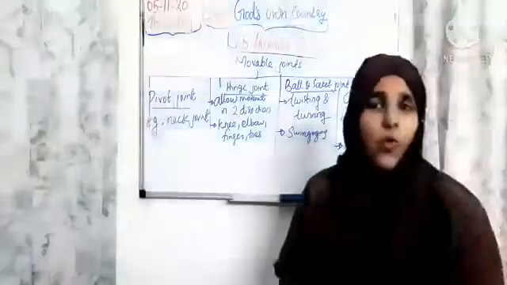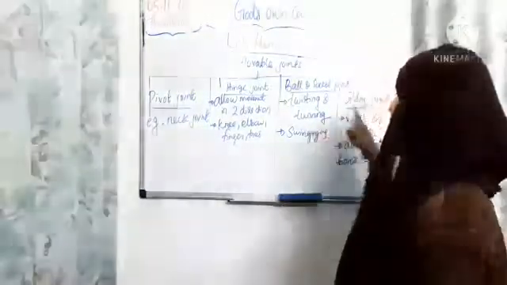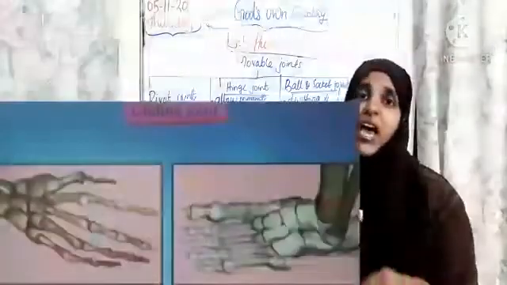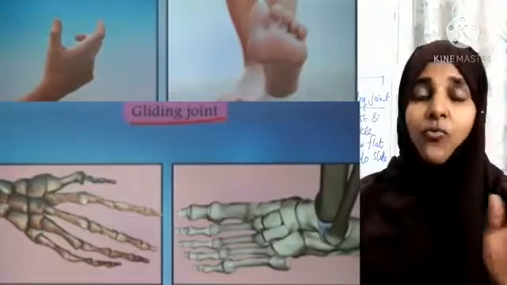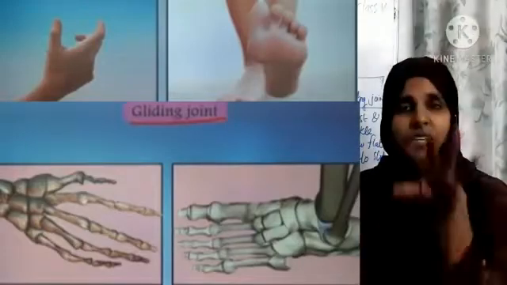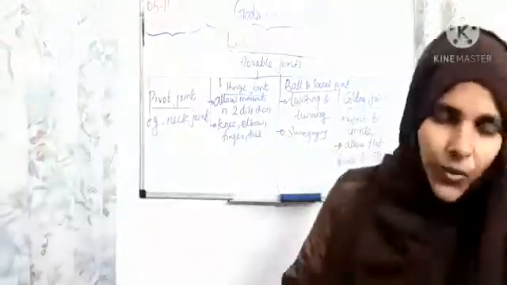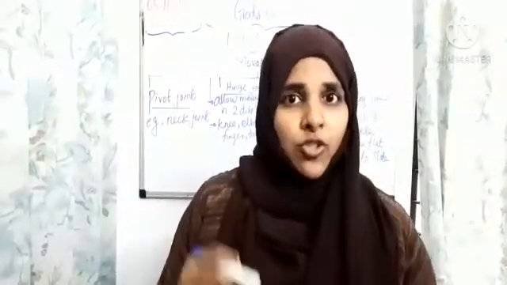Our last movable joint is the gliding joint. Gliding joints we can see in our wrist and ankles. They allow flat bones to slide over each other. This is the gliding joint.